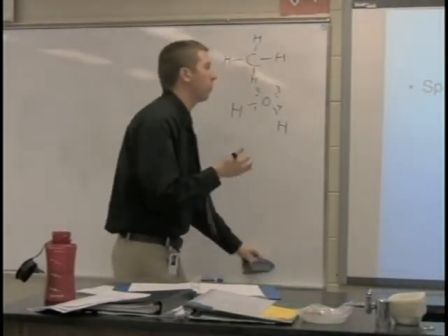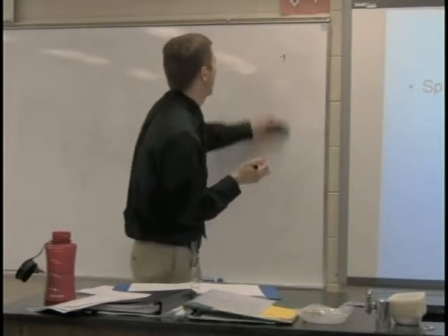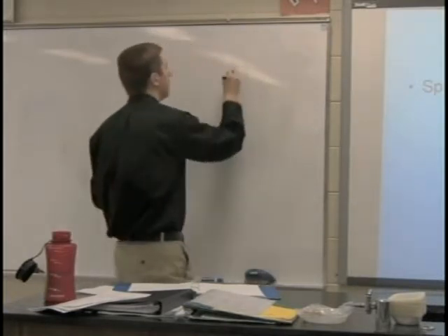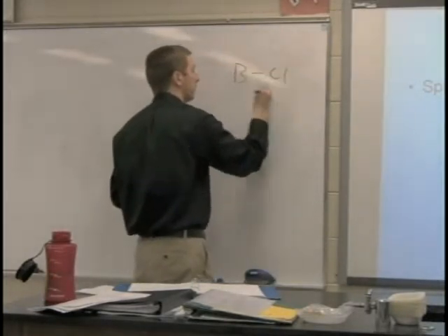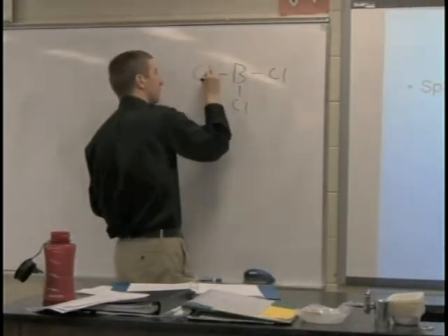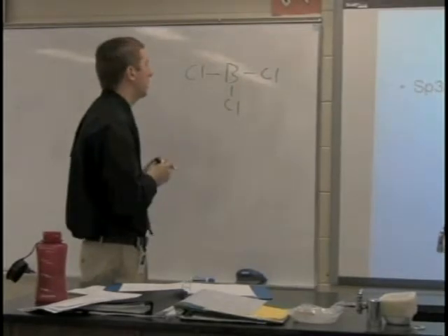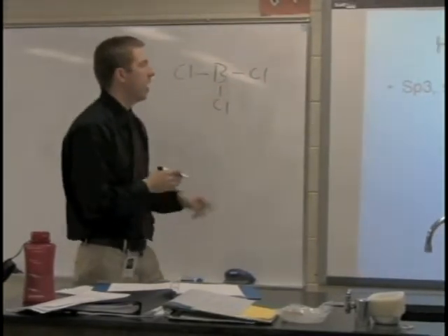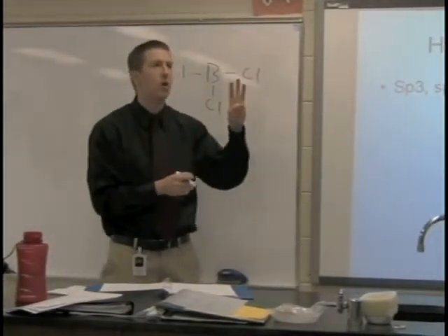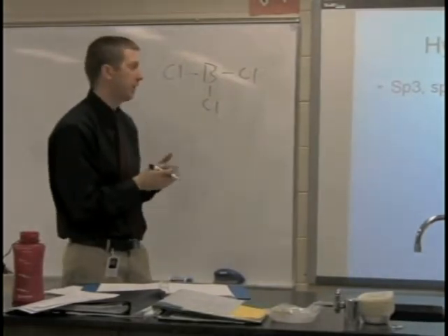sp2 would mean there's only 3 things coming off of it. The boron trichloride we did before is a good example of that. So here is sp2. Again, you can fill electrons around the chlorine if you'd like, but there's only 3 spots, s, p1, p2, so again, you're looking for 3 things there.